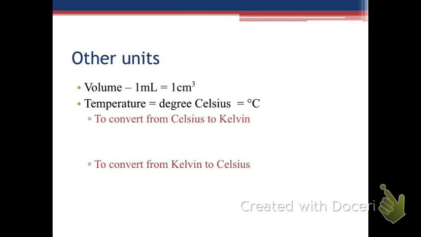Celsius to Kelvin is add 273, and Kelvin to Celsius is subtract 273. Okay, so when we're at 0 degrees Celsius, that means we've got a temperature of 273 Kelvin. And do we report Kelvin with that degrees? No, Kelvin just says Kelvin, right? No degrees, Kelvin, just Kelvin.